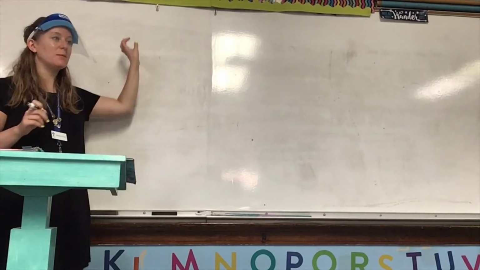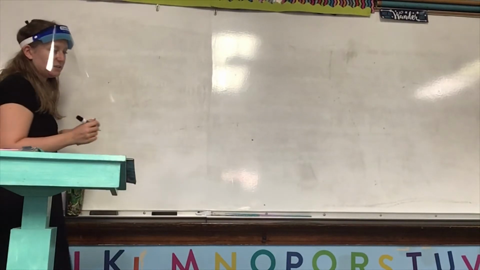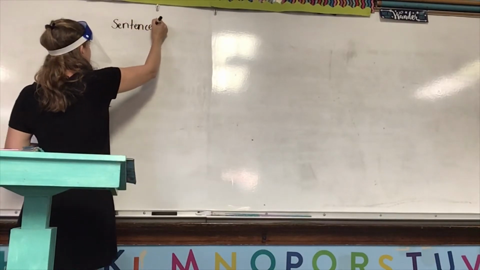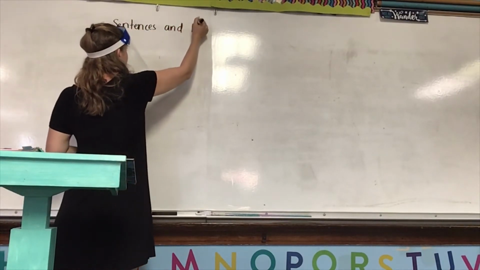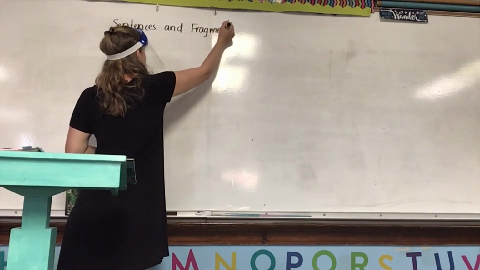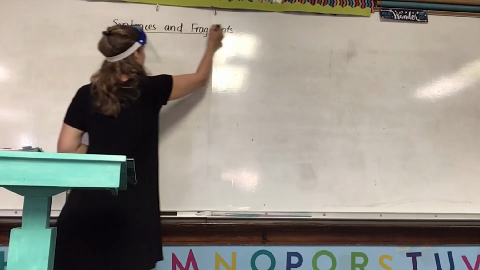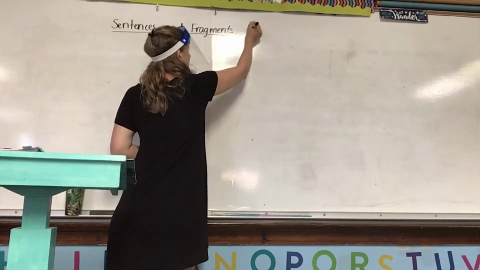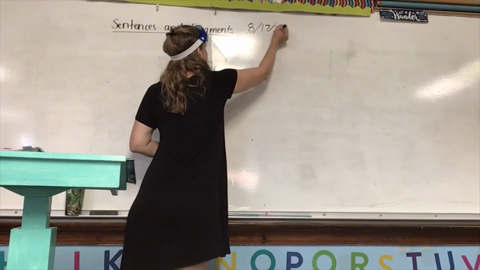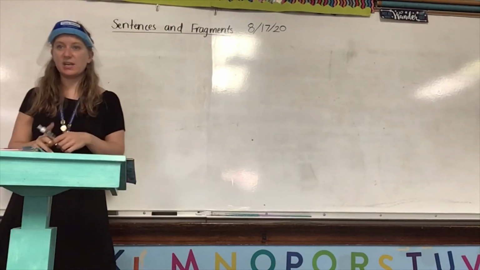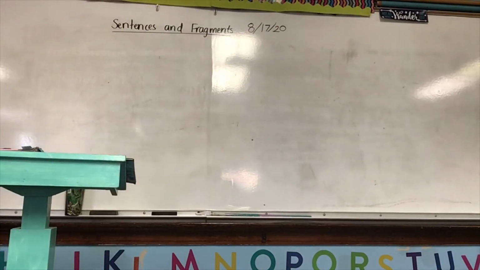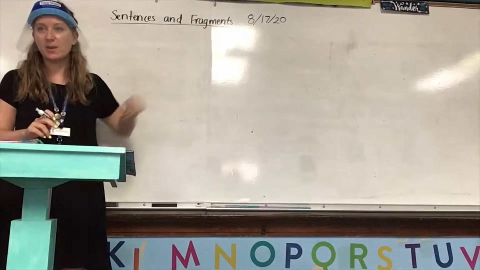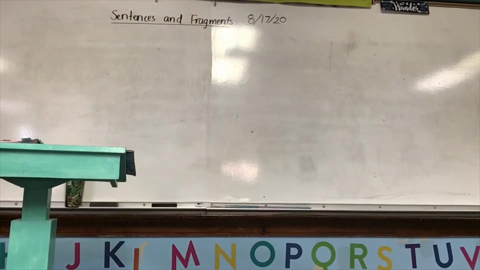So in the top, the big empty part of your page, we're going to write the title. And the title of these notes is Sentences and Fragments. So you're going to write the title of today's notes and then today's date. August 17th, 2020. Yes, in your subject notebook, the one that says grammar in the front. At the top, in the big empty space, you're writing sentences and fragments. And then today's date.